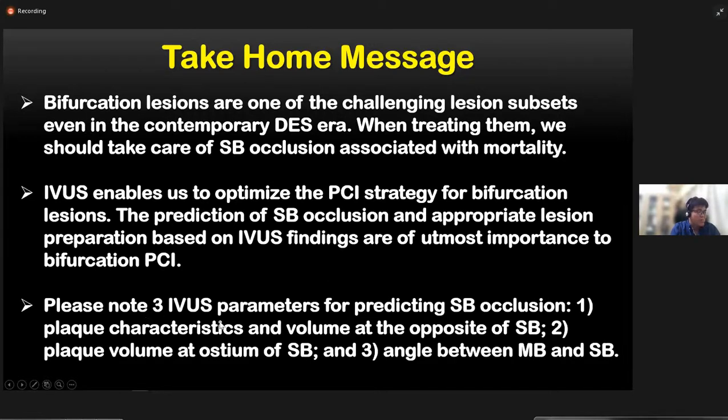So, three IVUS parameters for predicting side branch occlusion. Once again, one is plaque characteristics and plaque volume on the opposite side of the side branch. Number two, plaque volume at the ostium of the side branch. And last is the angle between the main branch and the side branch.